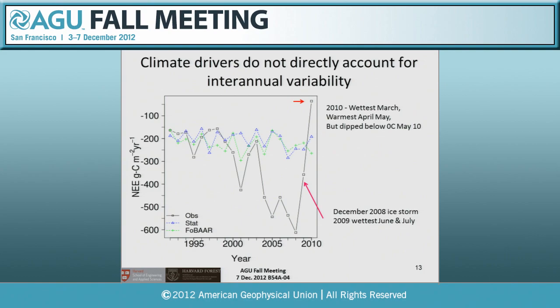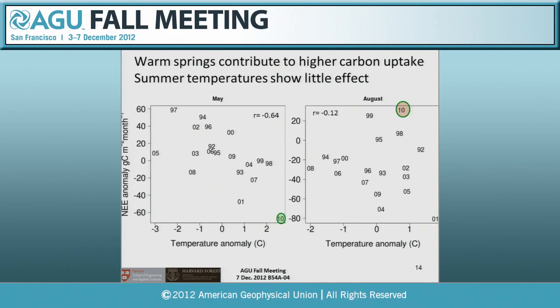Two things to just point out. Two of the years that you'll see in the next few plots are these: in December 2008, we had an ice storm at our site. It knocked down some of the branches in the canopy. It didn't really cause as much of an impact as it did in other parts of the state. And in 2010, we had a very, very wet March, a very warm April and May, and then a little frost, and then it was dry that summer. So you'll see the 2009 season and 2010 a few more times.